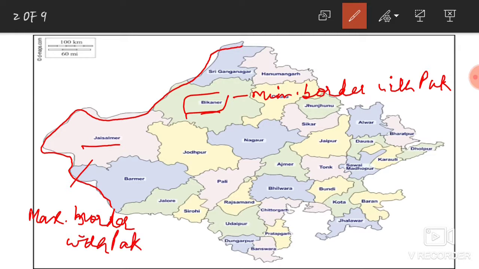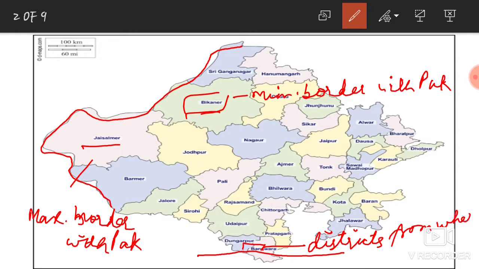Now, we all know the Tropic of Cancer passes through the state of Rajasthan. Through how many districts of Rajasthan does it pass? It passes through Dungarpur and Banswara. These are the two districts from where the Tropic of Cancer passes.